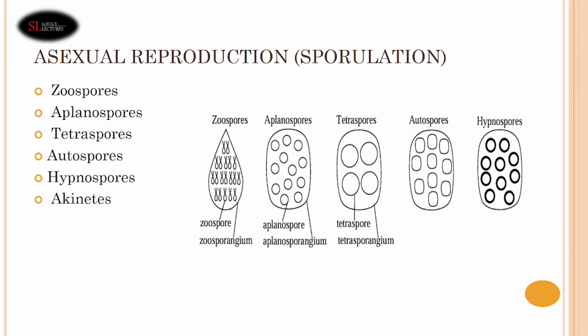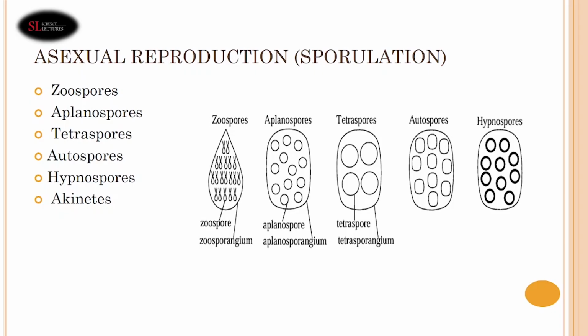Then I also said algae reproduces asexually, what we call sporulation. Sporulation simply means formation of spores, and when these spores are liberated or dispersed, they grow to form new algal thalli. And there are two types of spores. We have what they call zoospores and aplanospores.